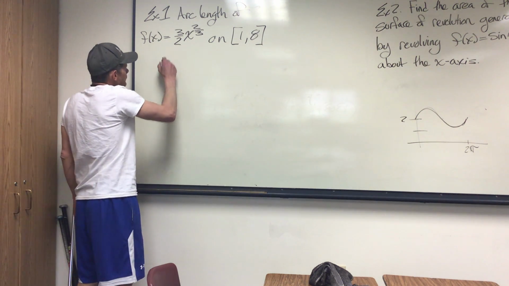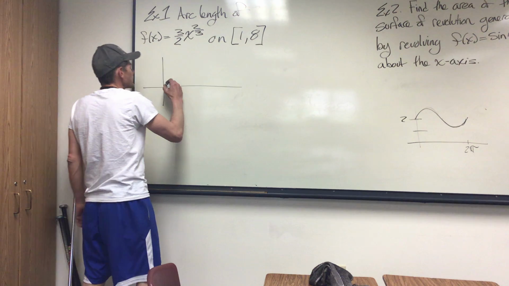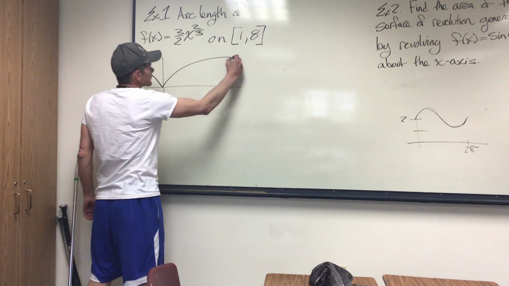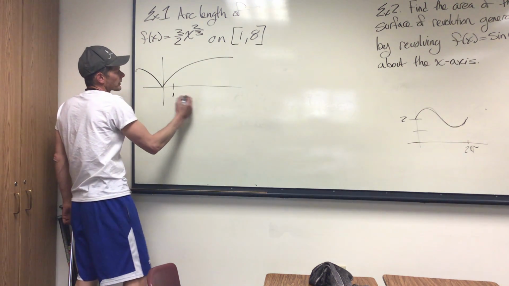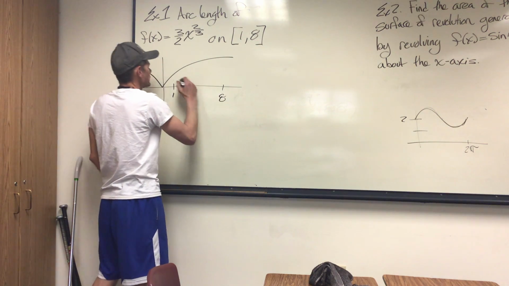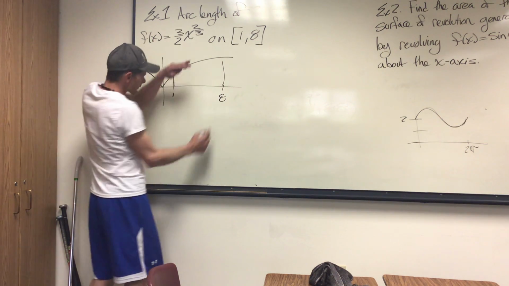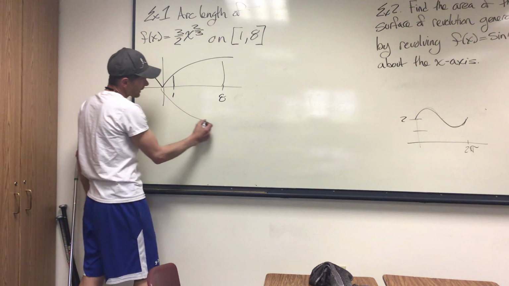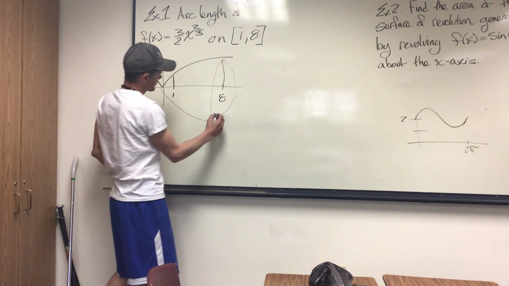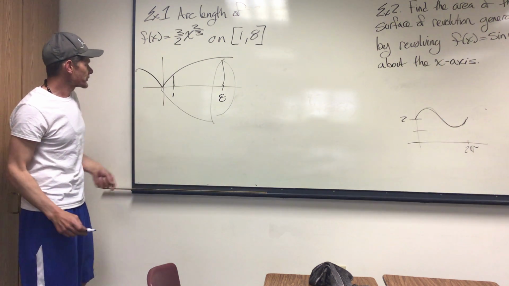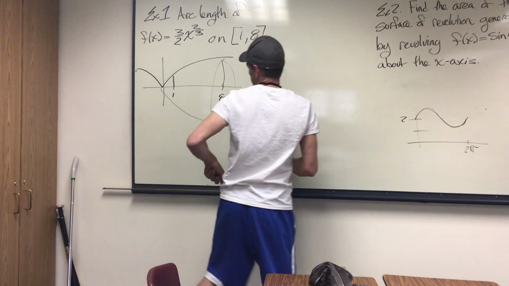But well, it just kind of does something like this, right? And goes up, and so we're going to take from 1 to 8. This guy right here, we're going to rotate this around the x-axis. It's going to look something like that, and we're going to find the surface area of it. So I'm just going to set up the integral.